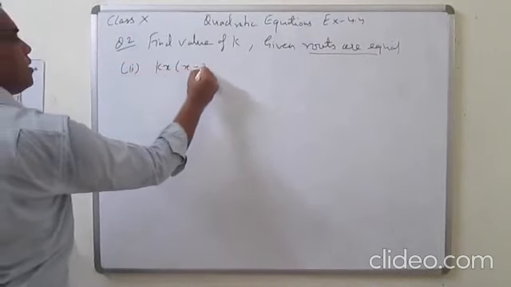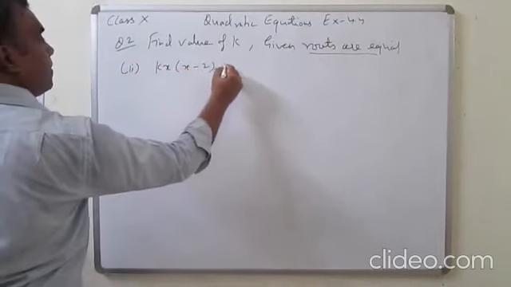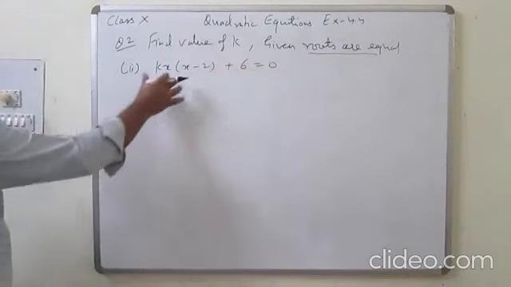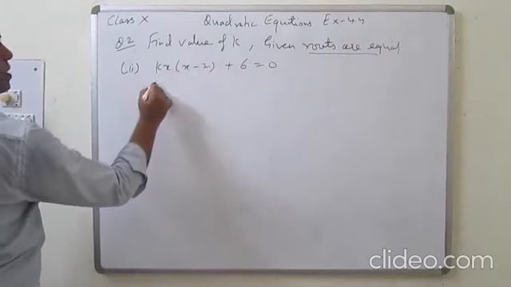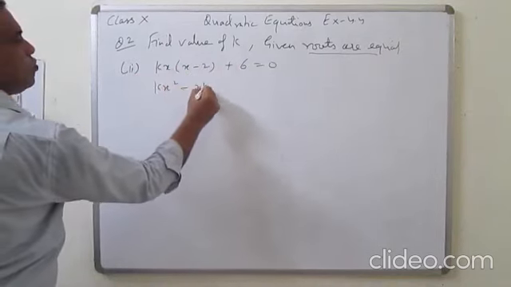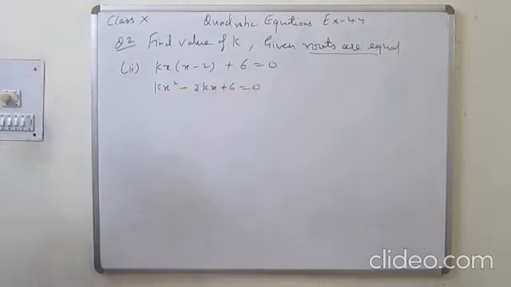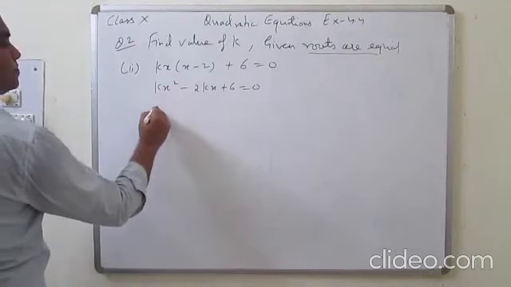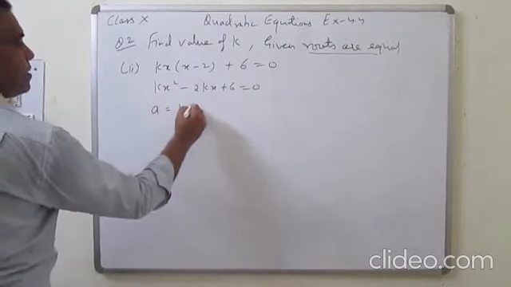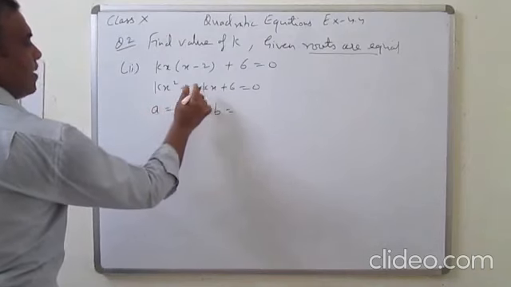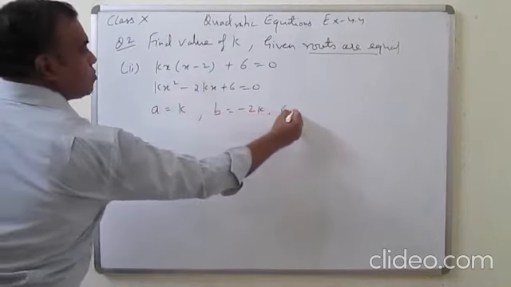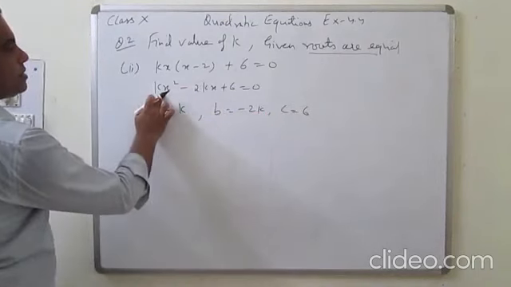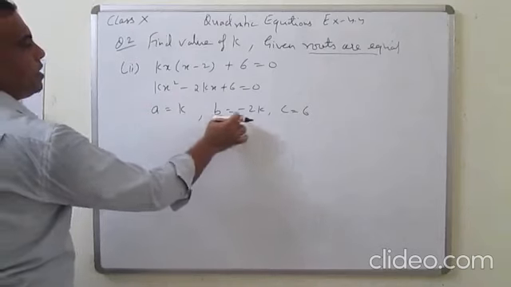kx(x minus 2) plus 6 is equal to 0. Now make it a quadratic equation: multiply this out, kx square minus 2kx plus 6 is equal to 0. Here a is k, b is the coefficient of x, that is minus 2k, and c is the constant term, which is 6.